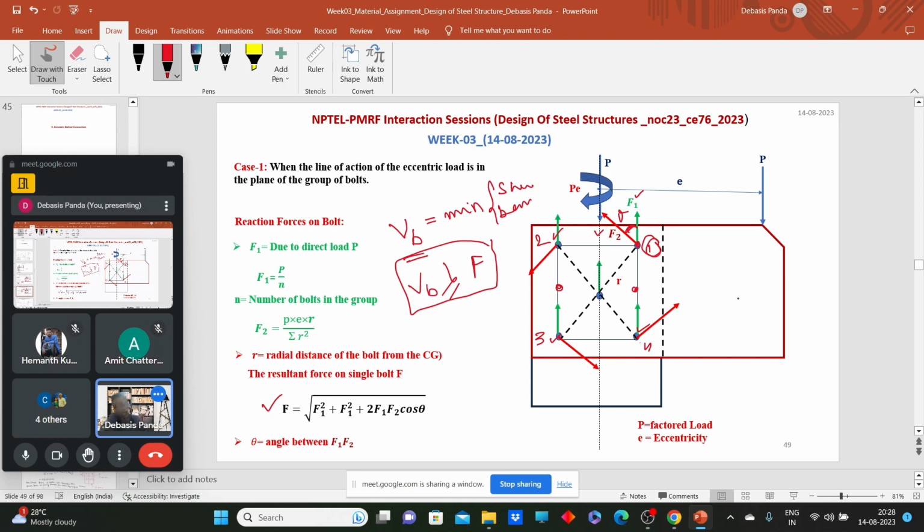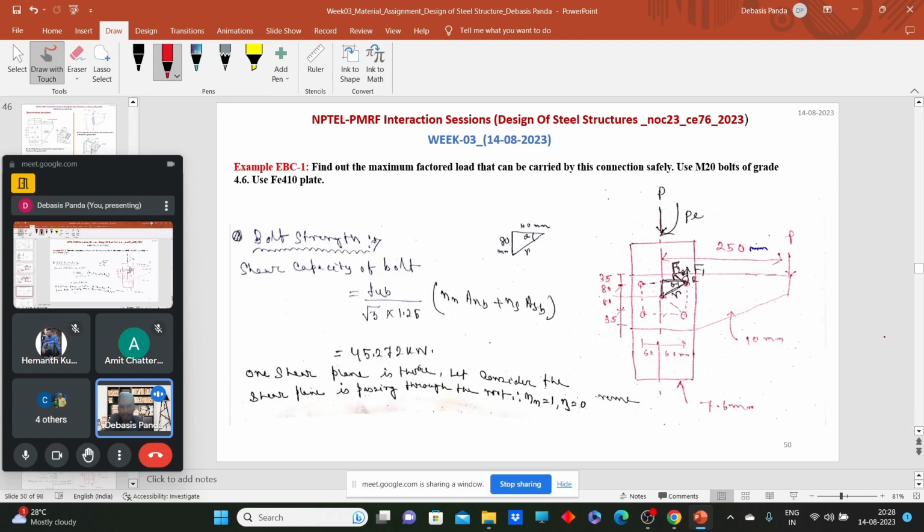So let's quickly solve one example so that we can understand it. Here we have a connection with 1, 2, 3, 4 and 5 bolts, where the distances are also given: the pitch distance is 80, and the distance here is 60. The question says: find out the maximum factored load that can be carried by this connection safely. So what do we need to find out?